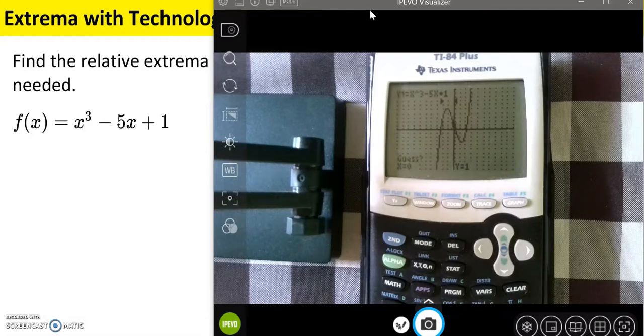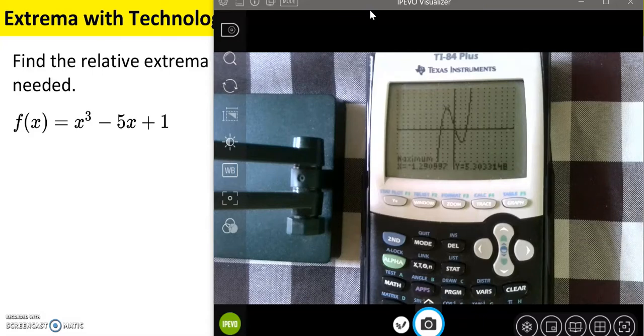The third thing it's going to ask for is a guess. Guess where the x is. You don't actually have to do this. You could just hit enter a second time or a third time, and it will find it for you. But I like putting in there what it is. I'll put in negative 1, and I'll hit enter. And check out what happens now.